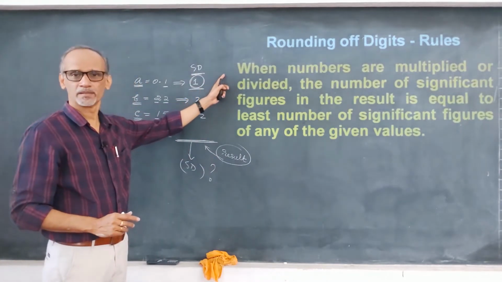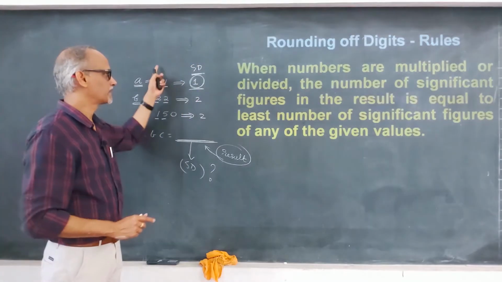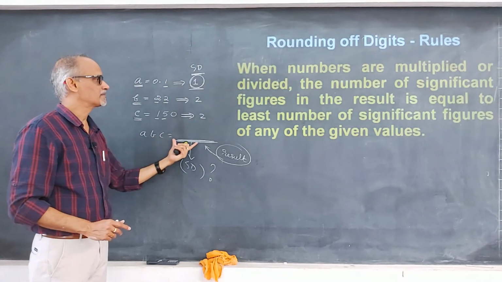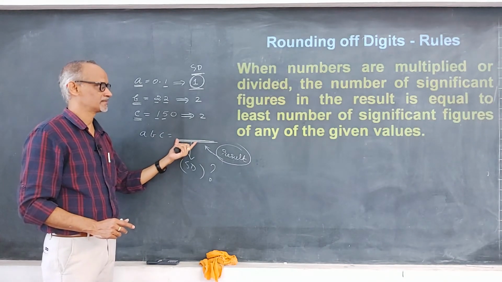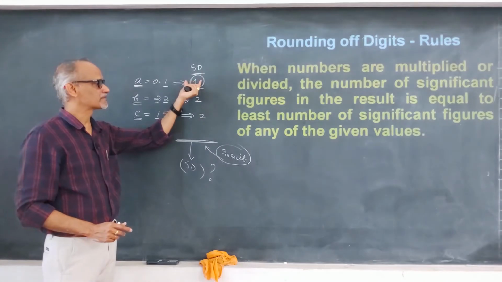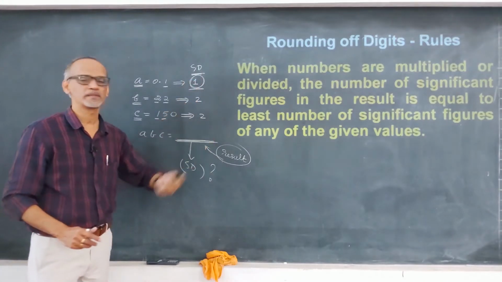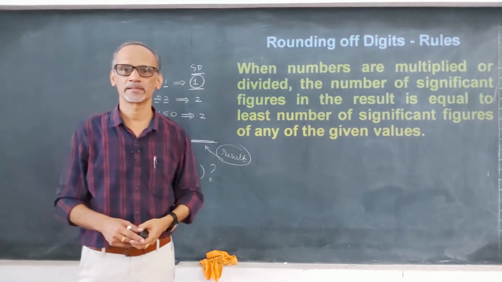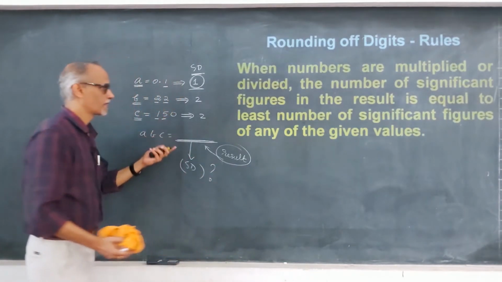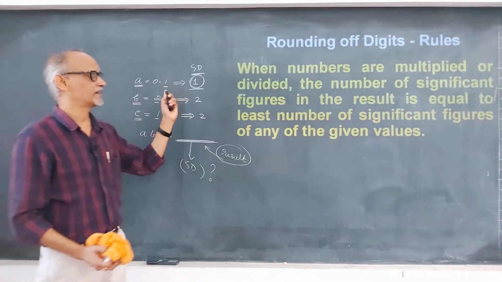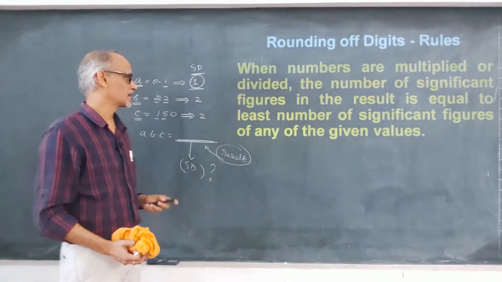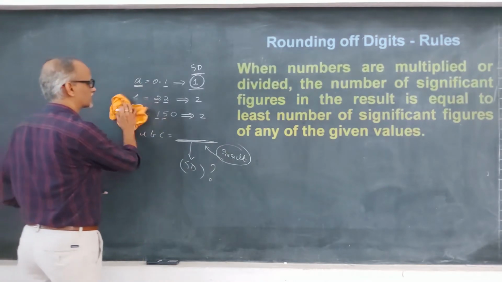So let me repeat the statement. When numbers are multiplied, like this, the number of significant figures in the result is equal to the least number of significant figures of any of the given values. Are you clear? Okay, so let me give an example. This is while multiplying; it's applicable for multiplication as well as division. I'll give an example and you'll understand the meaning of this particular statement.